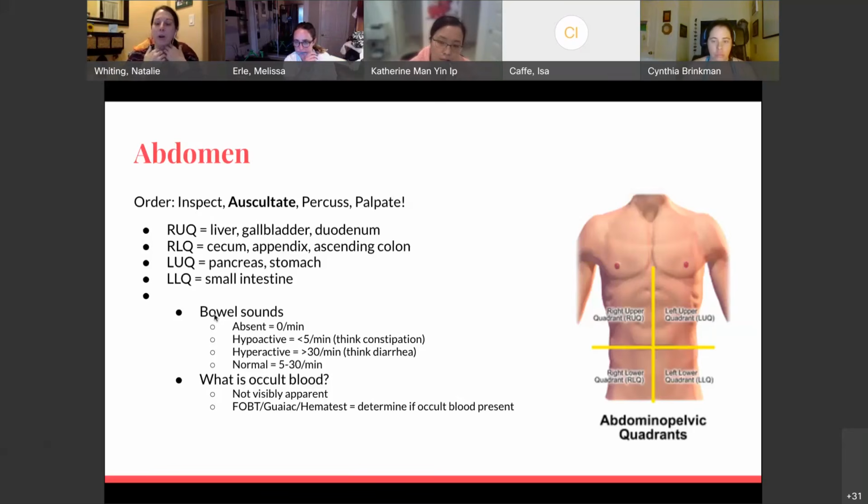So what is occult blood? Occult literally means hidden. It's not visibly apparent. We test this with fecal occult blood tests, which is also known as, I don't know how to say this, Guaiac test or the HEMA test. And that's just going to determine if there is blood present in the stool.